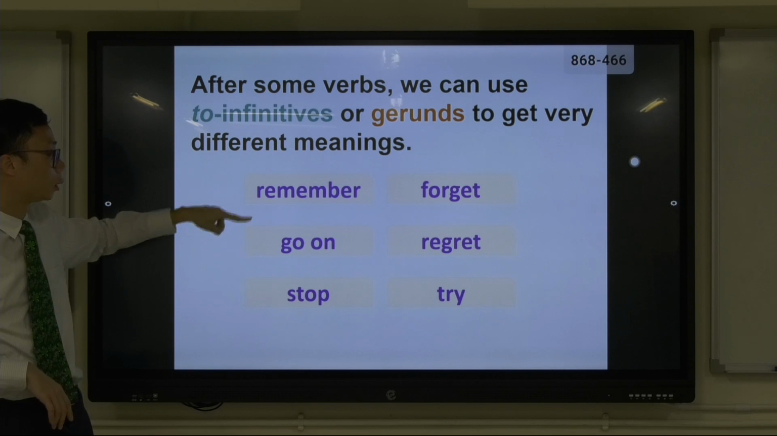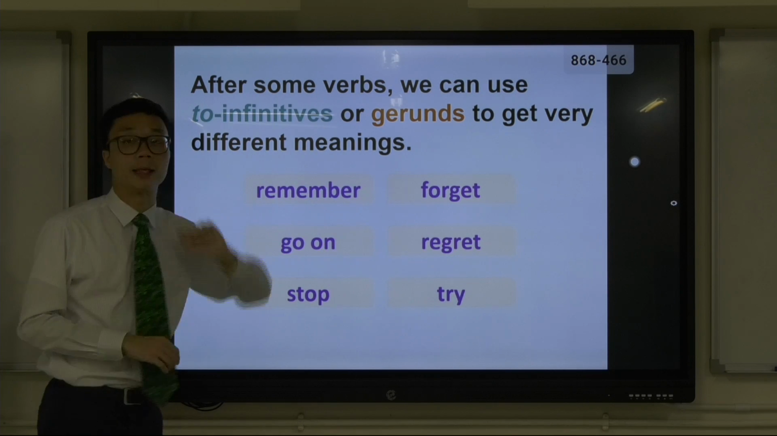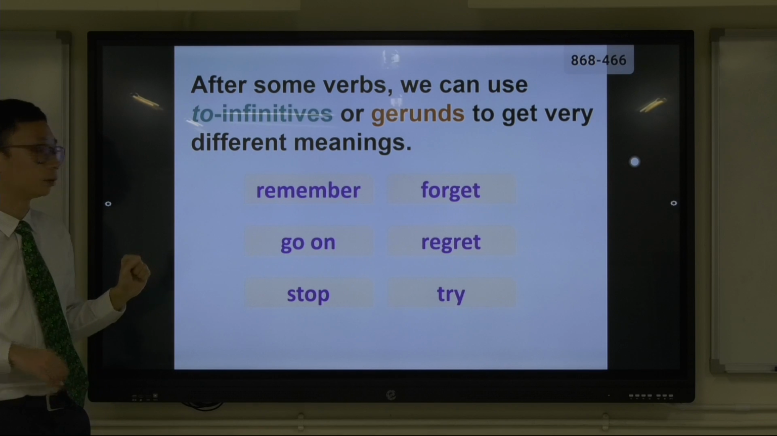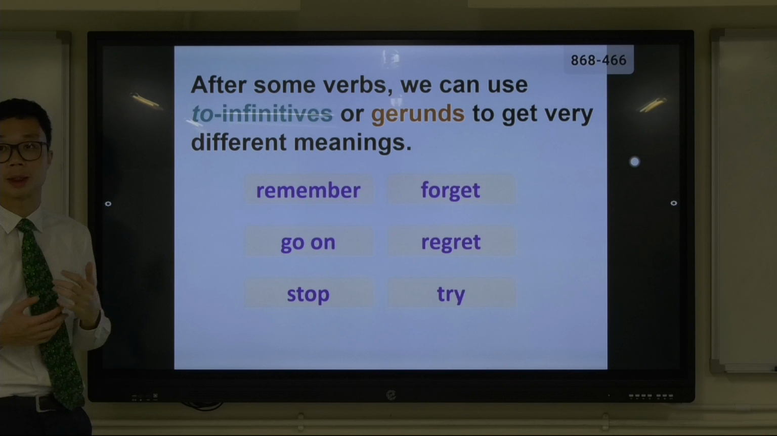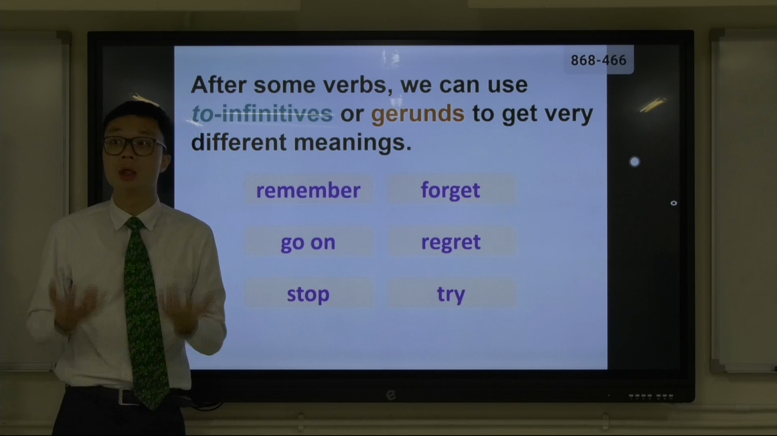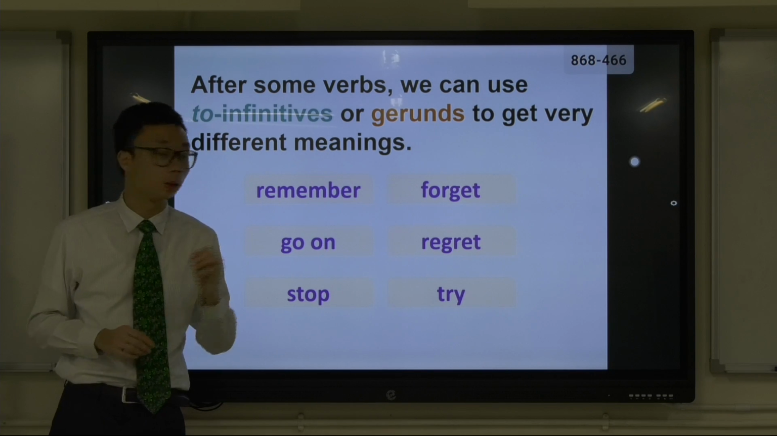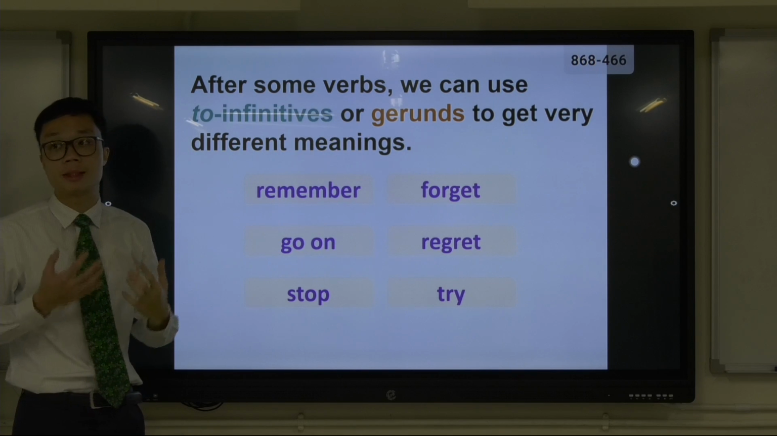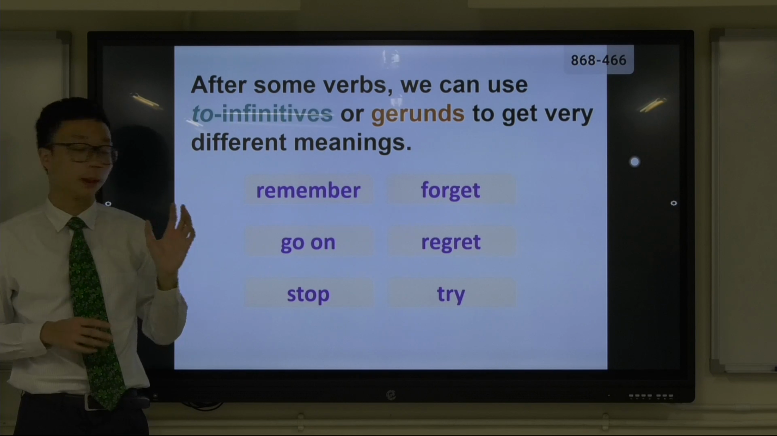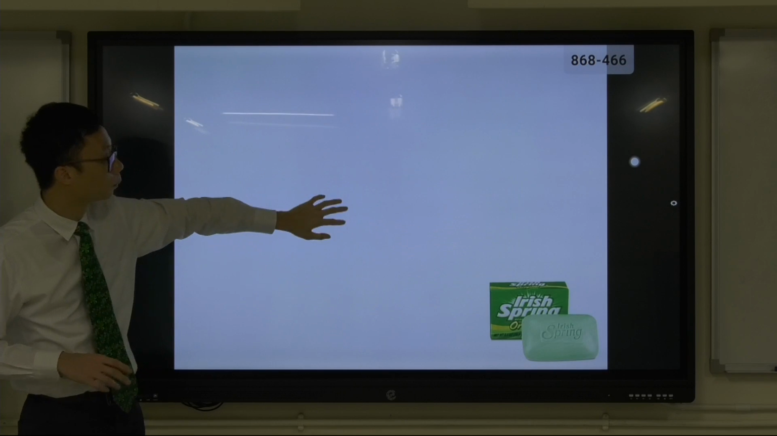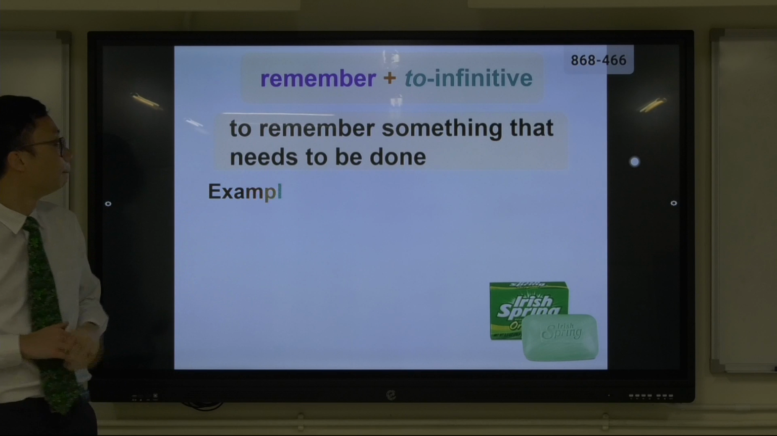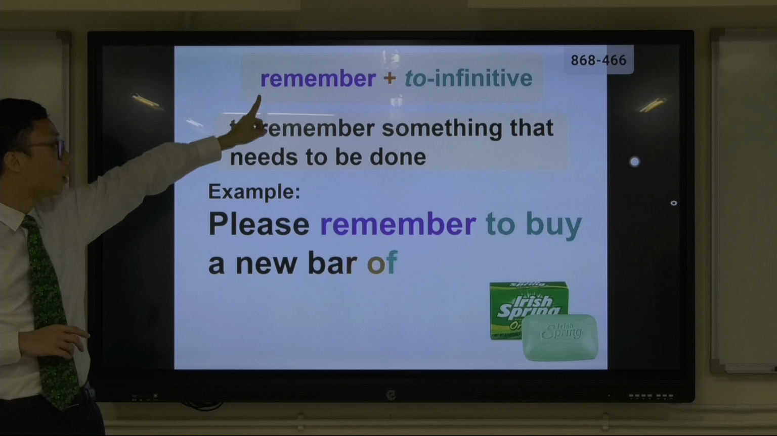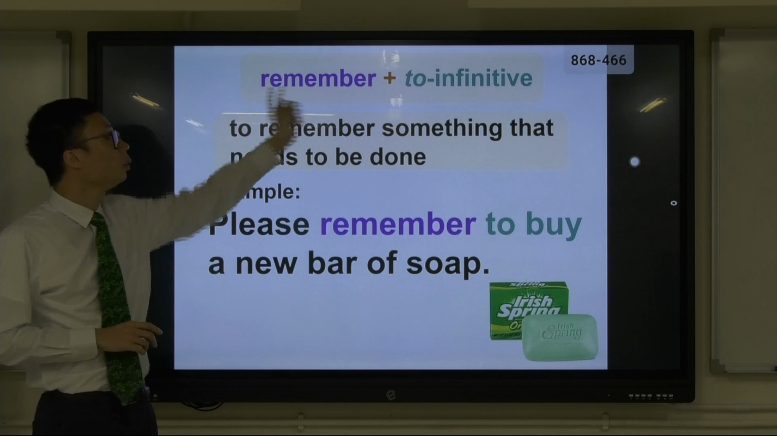Remember these verbs: go on, stop, forget, regret, try. Then I'll show you examples of how different they are. So make sure that when you express your meaning, you choose the right one, to-infinitive or gerund, by the meaning itself, not by which verb it goes after.